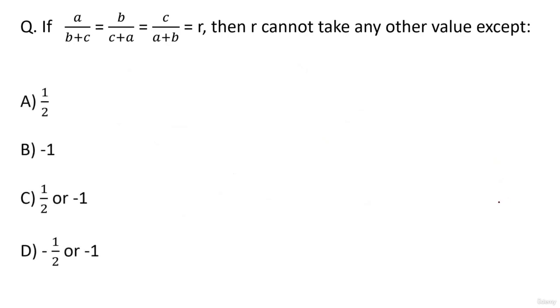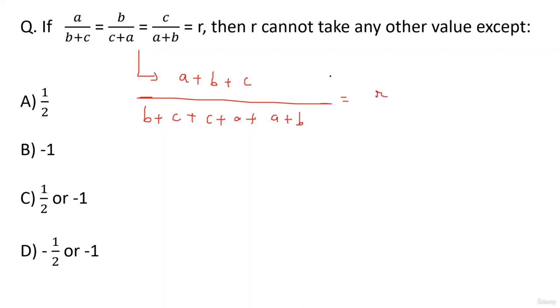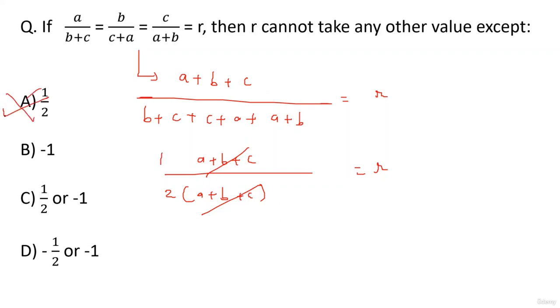Now many people rush into the question. They directly say, yes, it is visible here, we can apply theorem of equal ratios. A upon B plus C is equal to B upon C plus A is C upon A plus B is equal to R. So just add all the numerators A plus B plus C and divide by all the denominators being added. And we will have A plus B plus C divided by twice of A plus B plus C is equal to R. They cancel out A plus B plus C upper niche. They are left with 1 by 2 and they directly mark the option as 1 by 2 and they get it completely incorrect.